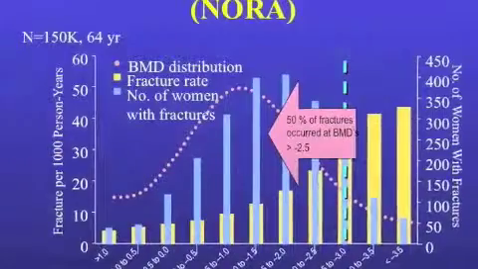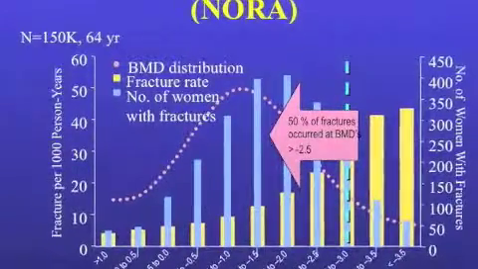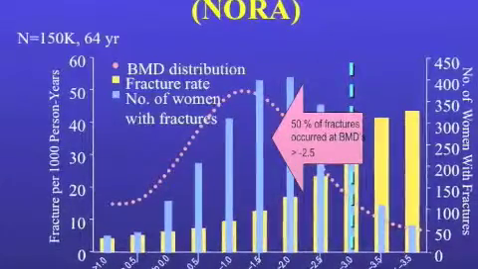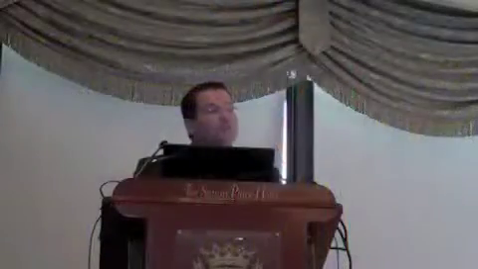However, these blue bars represent the actual number of women who had a fracture. And based on these results, over 50% of fractures occur in women without osteoporosis.